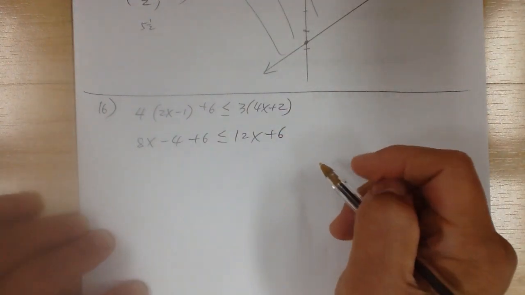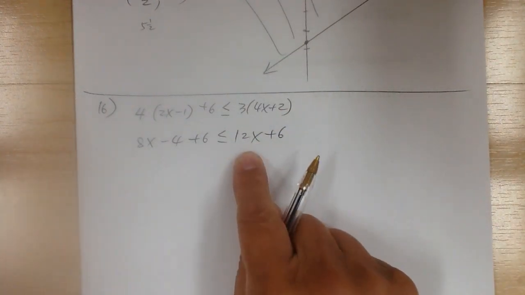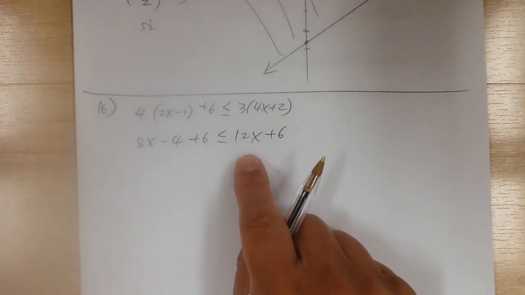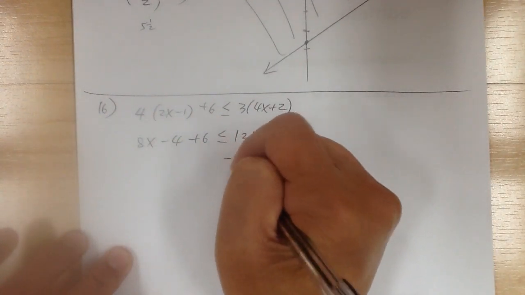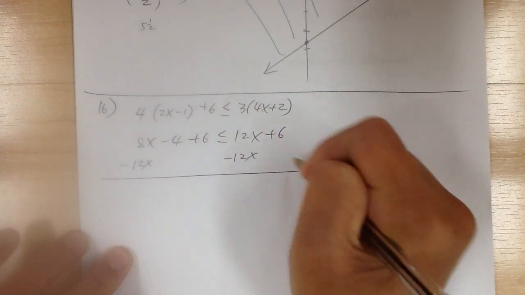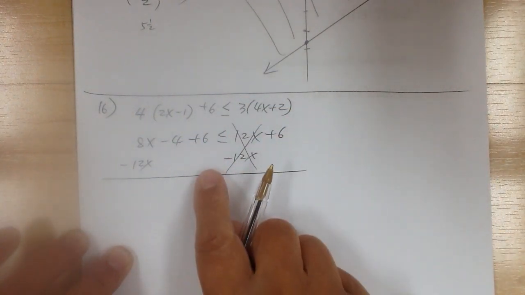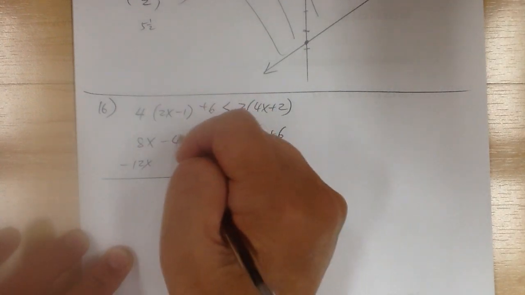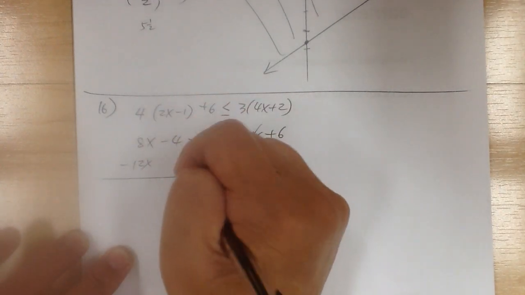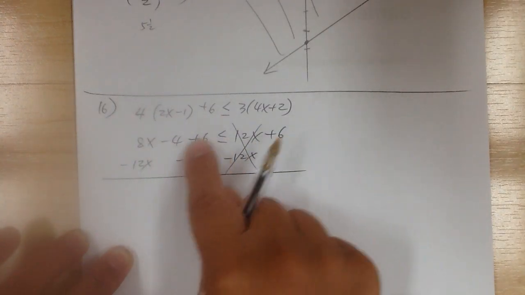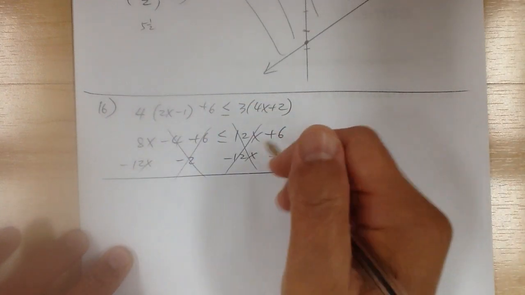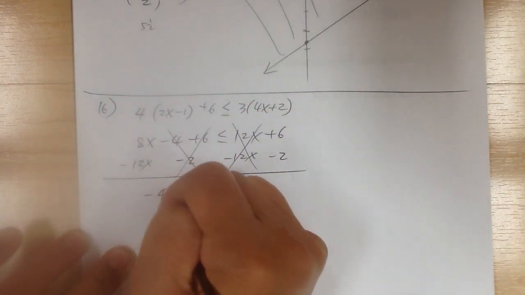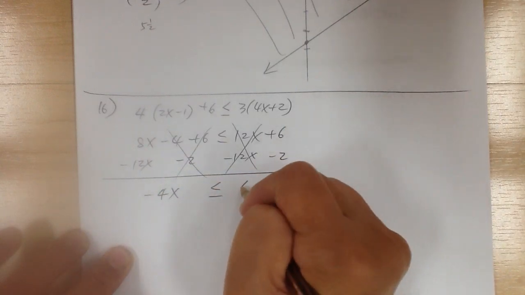Okay, so this one has only one variable, so we can actually solve. Let's go and move all the variable to this side, move all the number to the other side. So minus 12x, minus 12x. So this will cancel out. Then I'm going to move this over. So this will give me 2. So I need to minus 2. So minus 4 minus 2 will even out with that. So I need to minus 2 on this side. So that this will all cancel out. So I get negative 4x is less than or equal to 4.